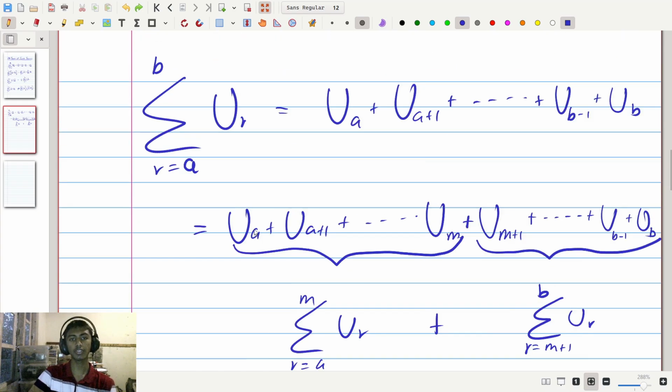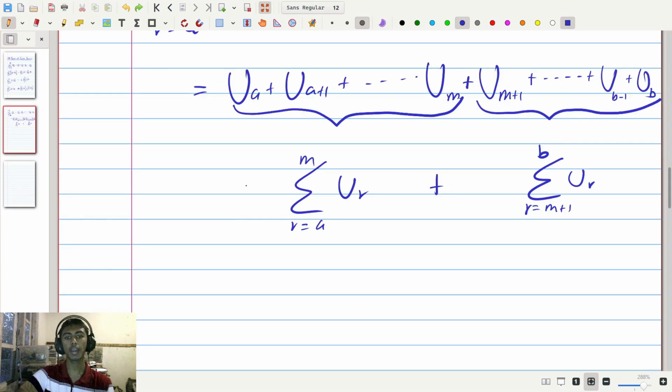So here we can see that we can split any sum starting from one index going up to another index into two smaller sums, where the index that we end on in the first sum is going to be somewhere in between a and b. And then of course the other sum, the next sum after that, which contains the term after the r equals m term, is going to start with the r equals m plus 1 term.